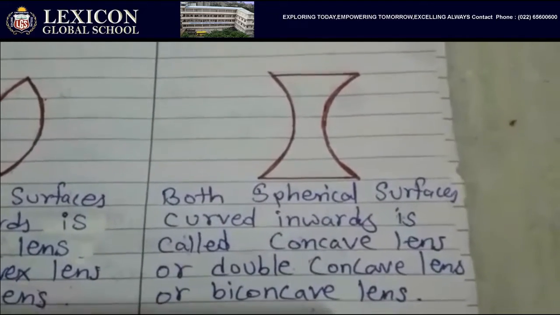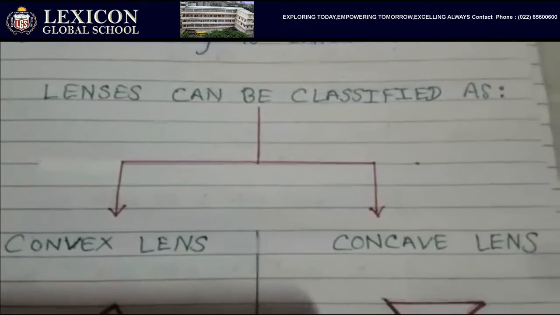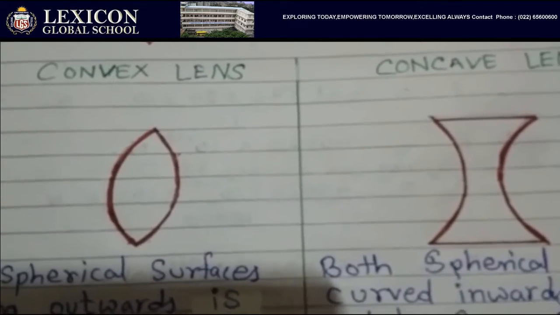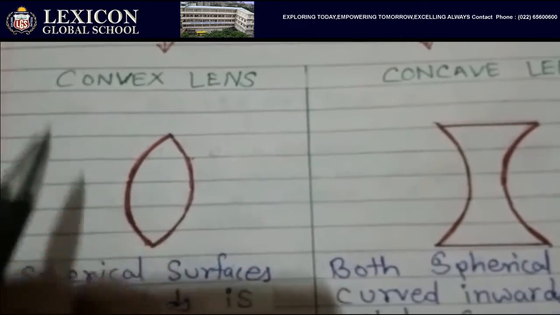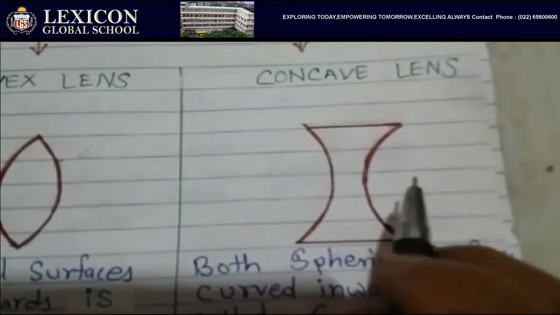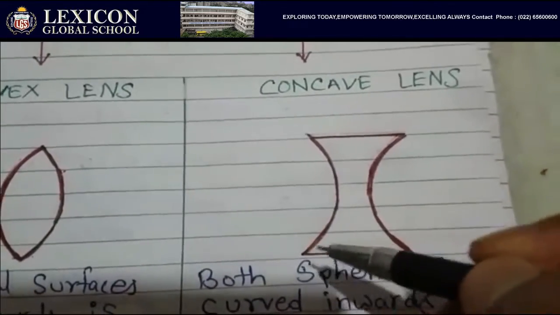This is how we have classified lenses into two: convex lens and concave lens. Convex lens is bulging from both the sides. Both the spherical surfaces are bulging outwards, whereas in concave both the spherical surfaces are curved inwards.